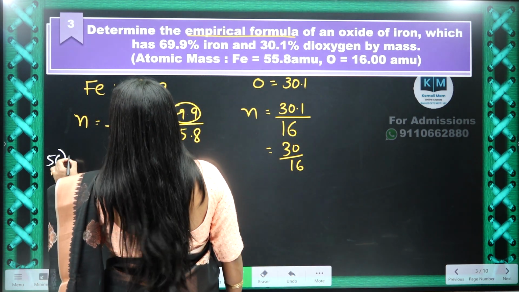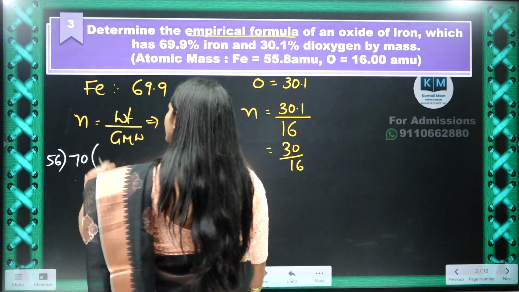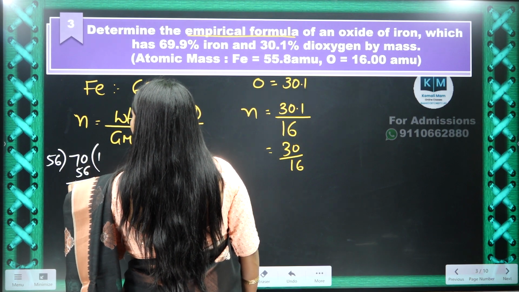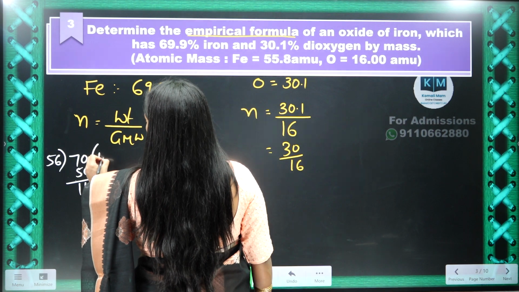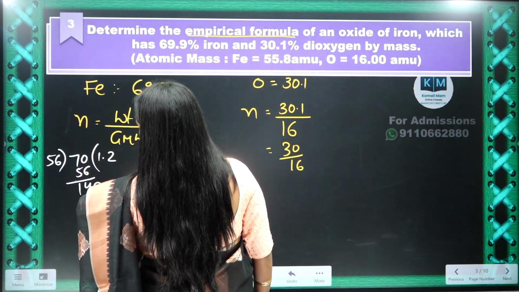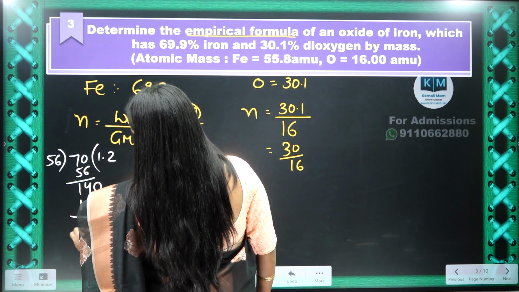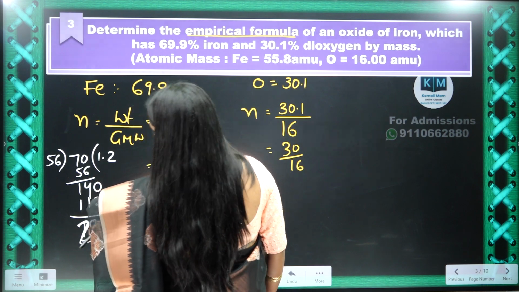56 divided by 70 divided by 56. So 56 ones are 56, then 4, 1, 14, 0. 56 twos are 112. Then how much will be left? 18, correct? No, 28. 28 is left.